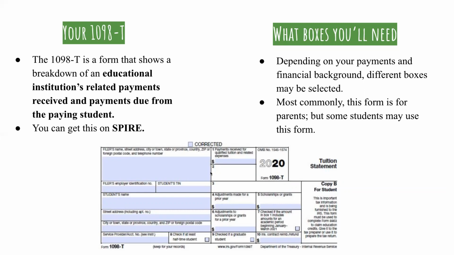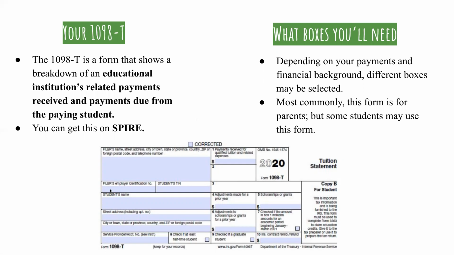You can always tell the box number just by the number in the top left-hand corner. And it talks about the payments received for qualified tuition and related expenses. So making payments such as room and board, as well as towards your tuition, that goes up in that box. And then the scholarships and grants go down here, and any adjustments that needed to be made. This form is most commonly used if you're a dependent for your parents. You'll give this form to them and they'll put it on their tax.